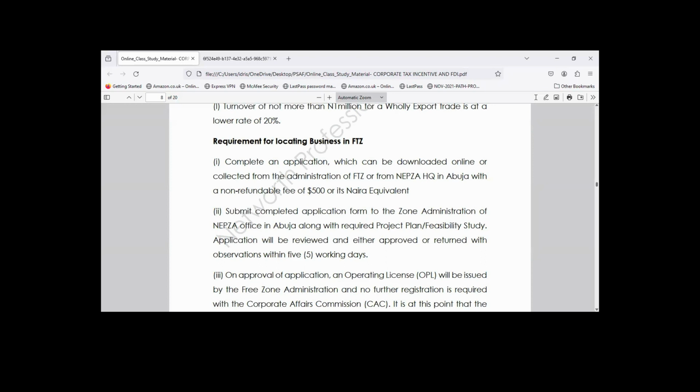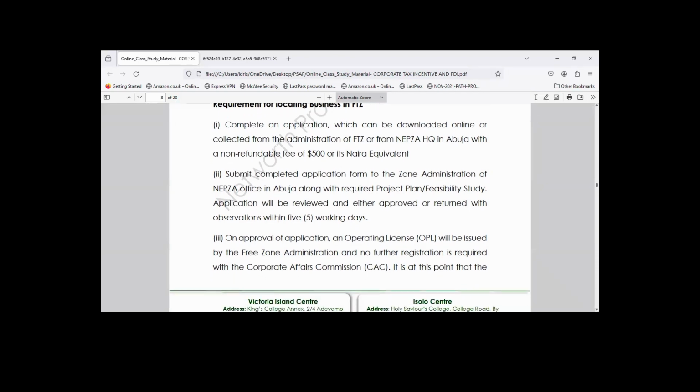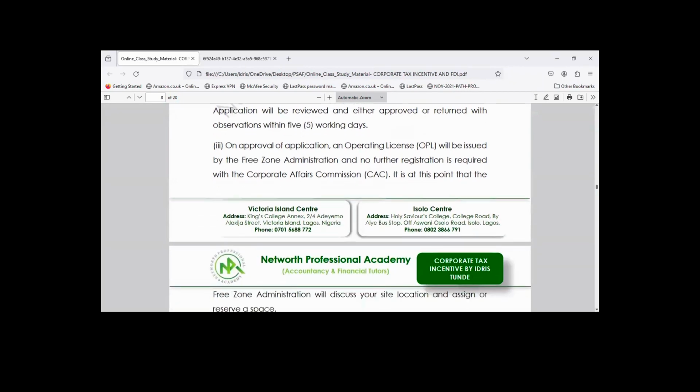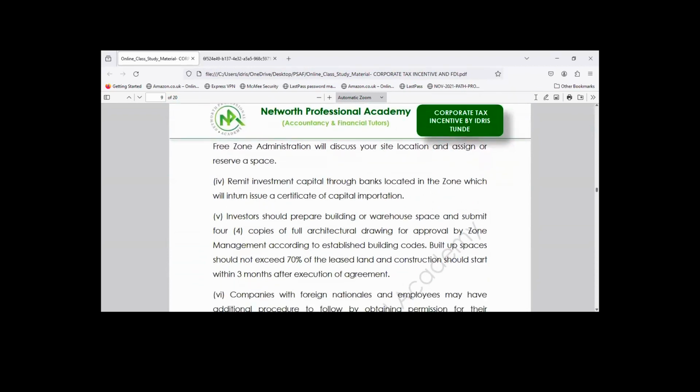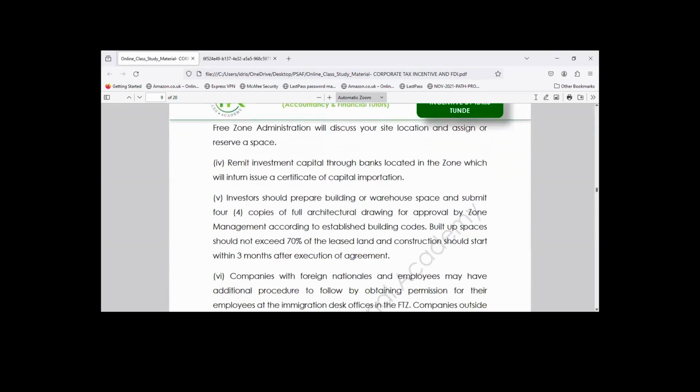So, from their review, if they don't have any observation on your application, they will give you an approval, an operating license to operate. And from that, you will be showing them your activities every year. You'll be showing them how you operate your activity. You'll be submitting a report to them.